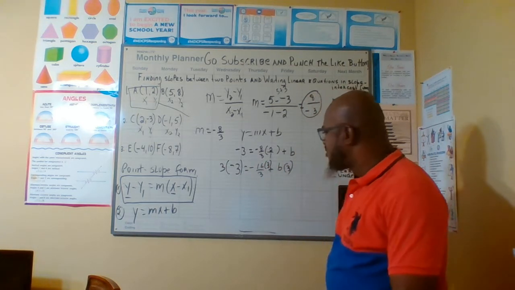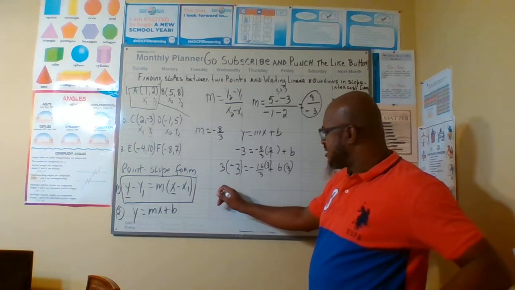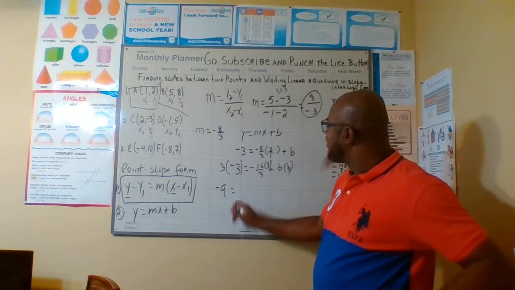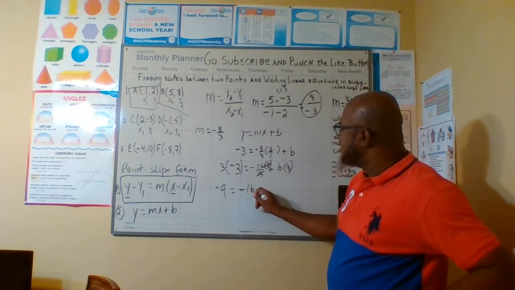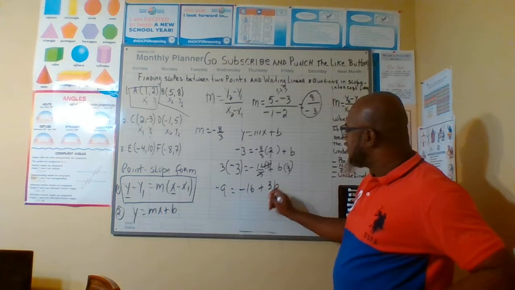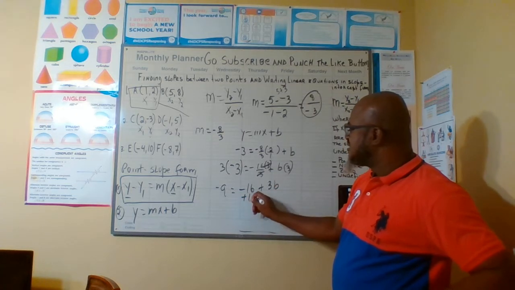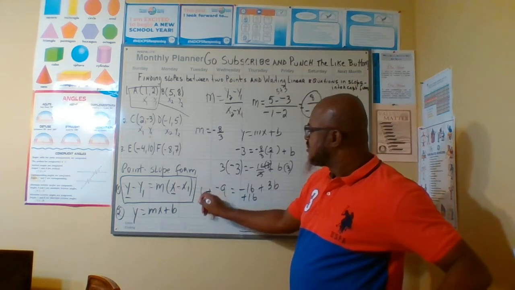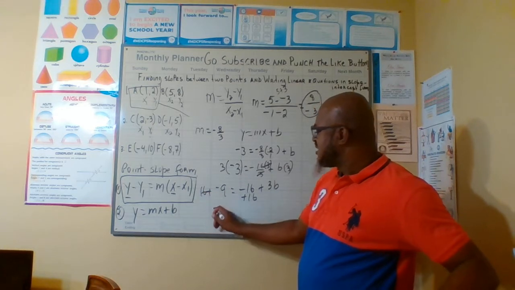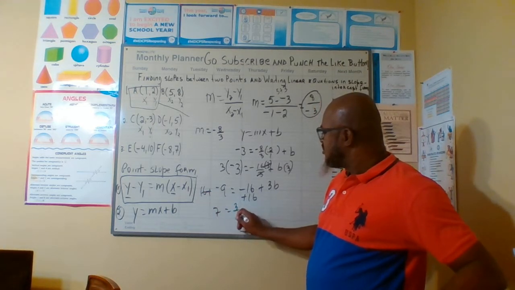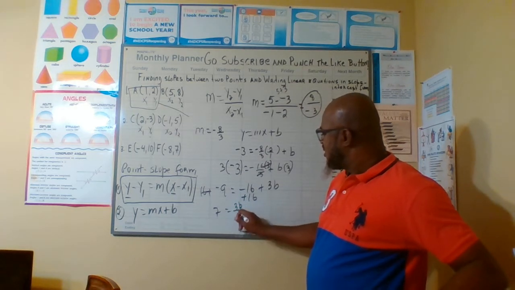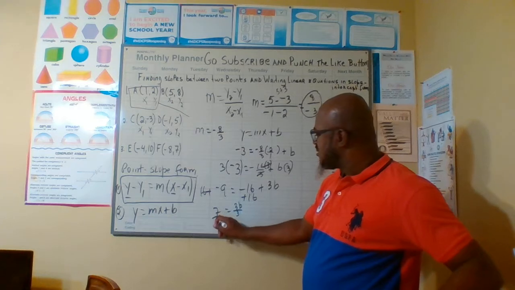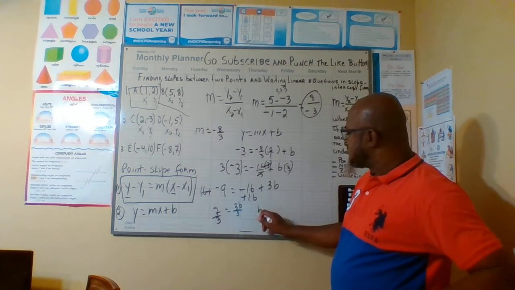Everything by 3, so my equation can be balanced. In this case, I end up with negative 9 equal. These 3 and these 3 cancel out. Negative 16 plus 3b. So I have to add 16 on each side. This will give me 7 is equal to 3b. Now you divide both sides by 3. Then you will have b is equal to 7 over 3.